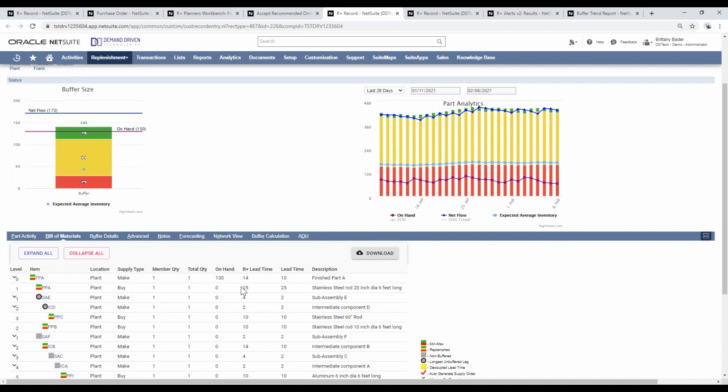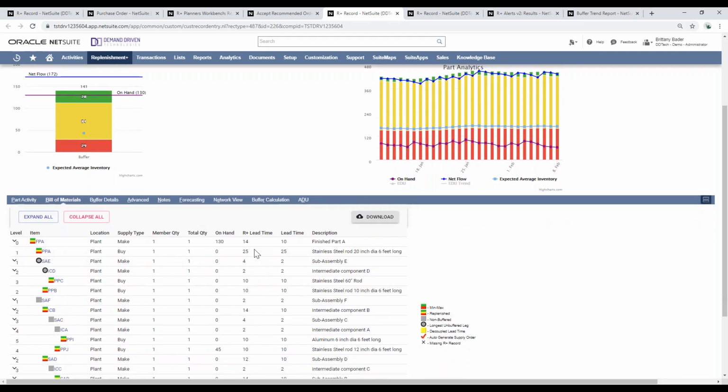And I can also see that my R plus lead time went from 35 days down to a total of 14 days. So what happened? We made that decision to hold stock of PPA. So now anytime I want to make FPA, SAE is my longest unbuffered leg. So I only have to make SAE, which is 4 days, another 10 days to manufacture FPA, and my total R plus lead time is 14 days.